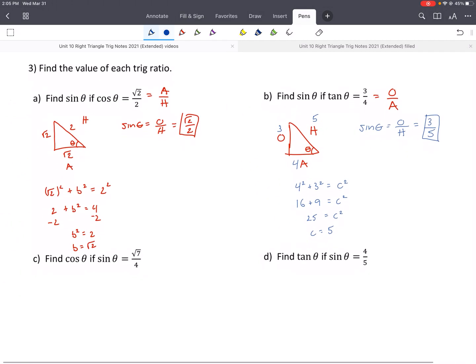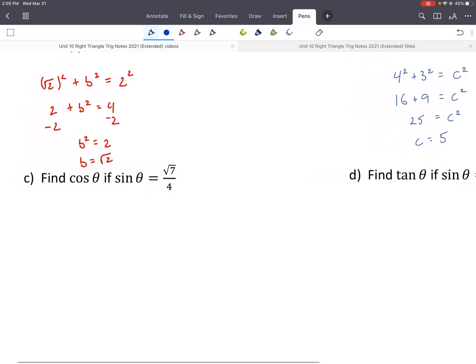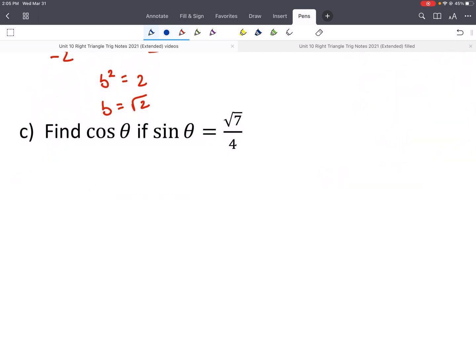All right, so it looks like we have a root in one of these, so that might be good to go over and try. And then D, again, if you're feeling comfortable, feel free to practice it, go to the answer part, check and see how you're doing. All right, so again, it helps to draw first. Here's our opposite. Opposite, adjacent, hypotenuse.